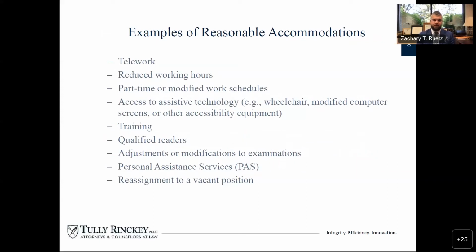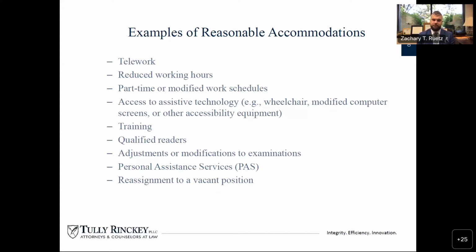Some examples of reasonable accommodations, and this is by no means an exhaustive list, but a few examples. Telework, which has become much more common nowadays in the years following the pandemic. Telework requests have gone through the roof. Agencies have been handling them in different ways, but telework has become a much more popular accommodation for disabled folks. Reducing working hours, part-time or modified work schedules. I think that one's fairly common as well.